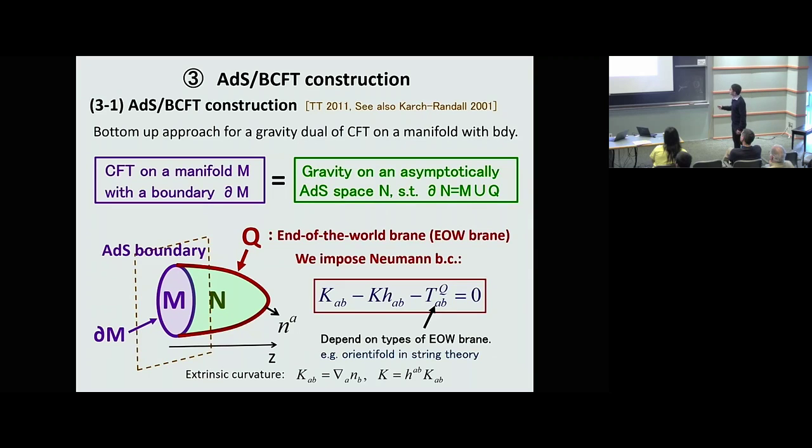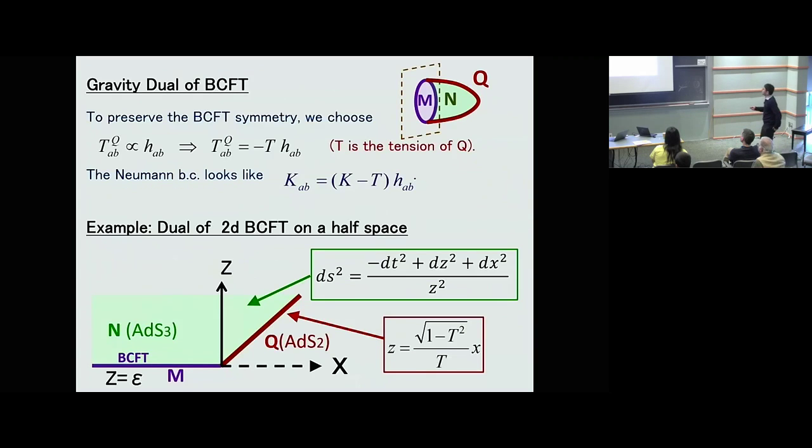And so, yeah, we just solve the Einstein equation with this boundary condition. This is the basic setup of this AdS/BCFT. In the case with boundary conformal field theory, if we have some BCFT symmetry, we can assume this T_ab is proportional to h_ab. Actually, in that case, we can show that this preserves boundary conformal symmetry. In other words, there is just some constant. We call it the tension, the tension of this end of the world brane.